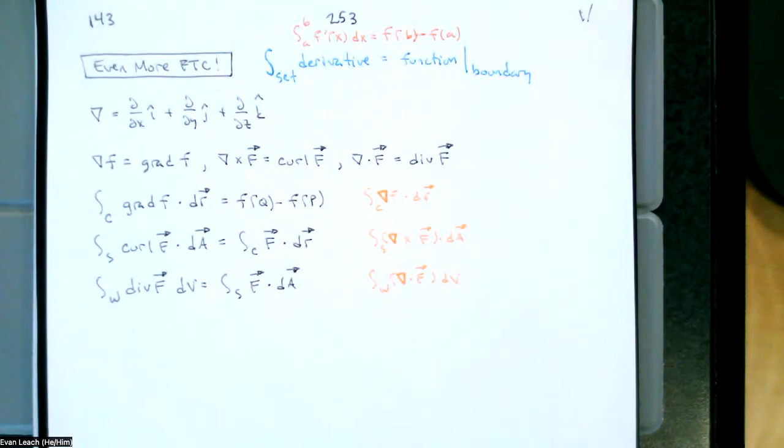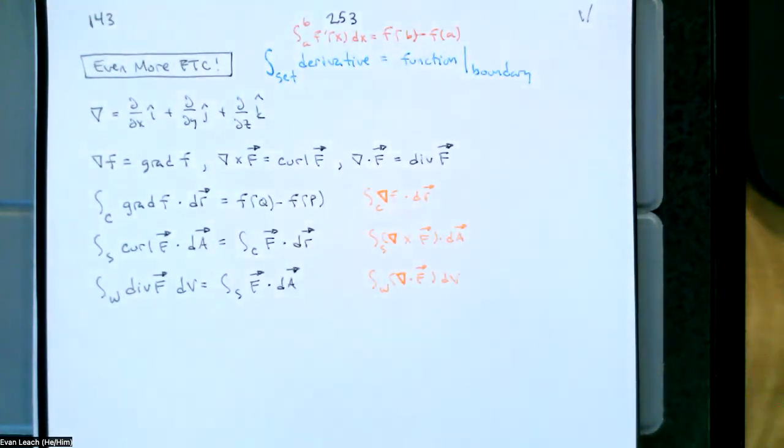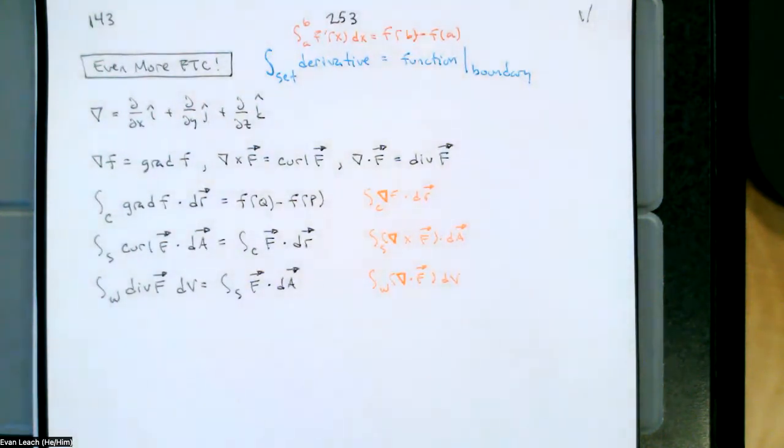In the case of the fundamental theorem of calculus for line integrals, we evaluate the potential function at the boundary. In the case of Stokes' theorem, we evaluate the vector field along the one-dimensional boundary of the surface. And in the case of the divergence theorem, we evaluate the vector field at the surface of the solid.